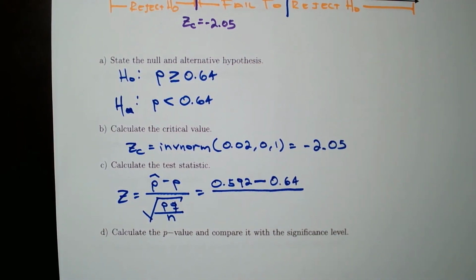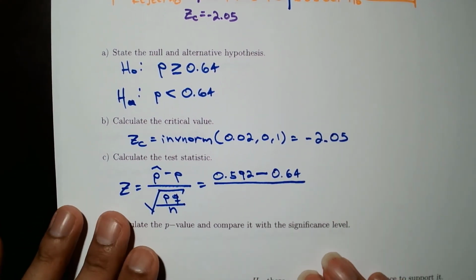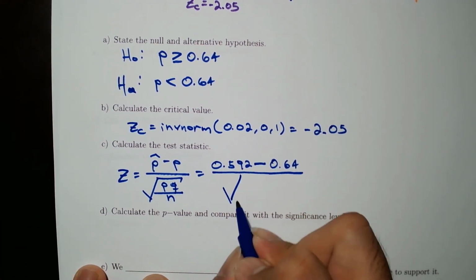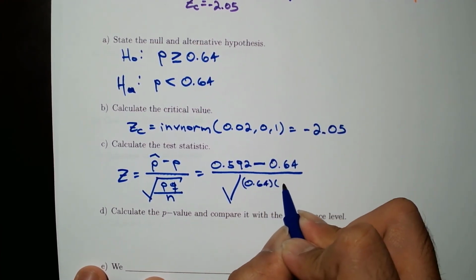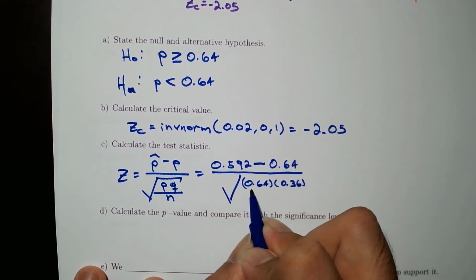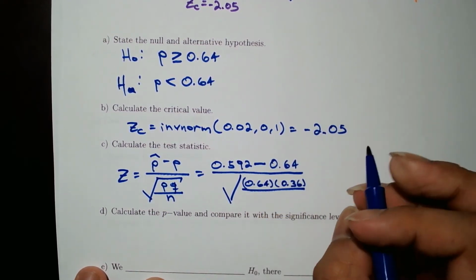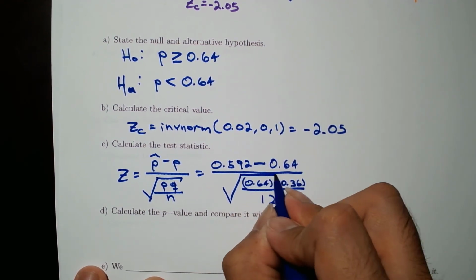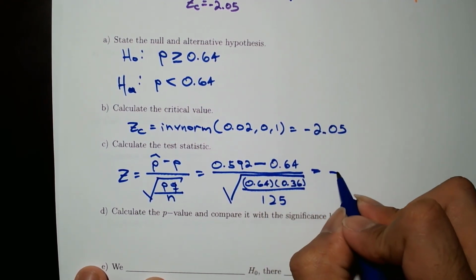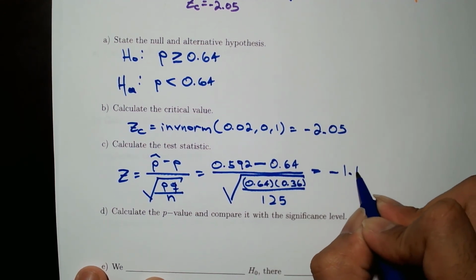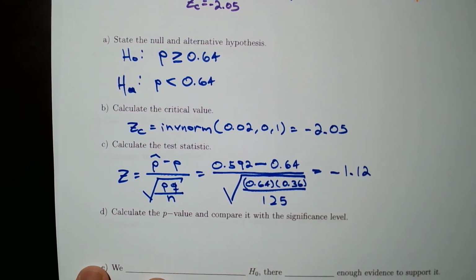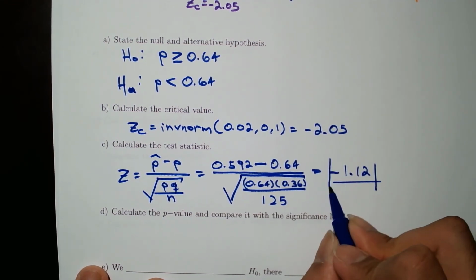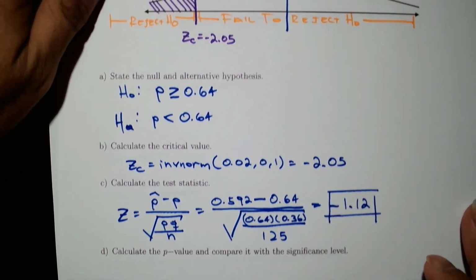All right. Then what else do we do? Divide by the square root of PQ, which is 0.64 times 0.36, divided by the sample size, which is 125. Using the graphing calculator, I get negative 1.12. All right, let's look at the number negative 1.12. Let's see what is going to happen here.